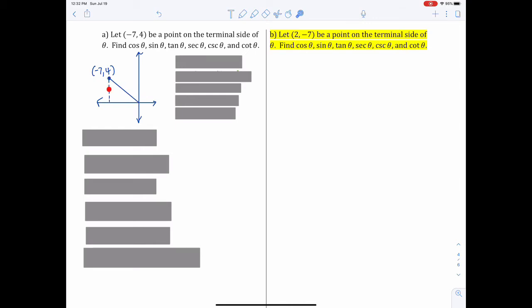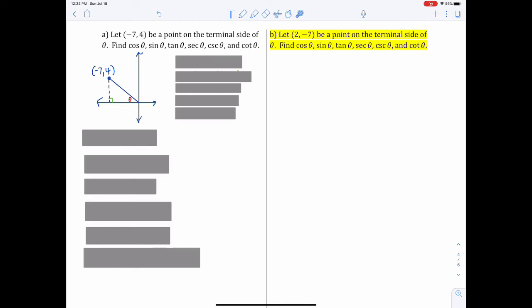I'm going to create a right triangle down to the x-axis. So I know this is a right angle down here. That's all that's given to me so far. I want to find cosine of theta, sine of theta, tangent of theta, secant of theta, cosecant of theta, and cotangent of theta. So basically all 6 of our trig functions of this angle. The angle I'm talking about is the interior angle of our triangle, which is this one down here. So this will be our theta.